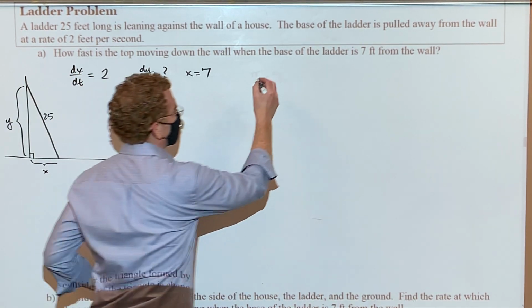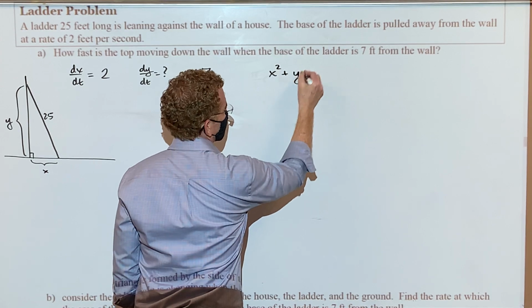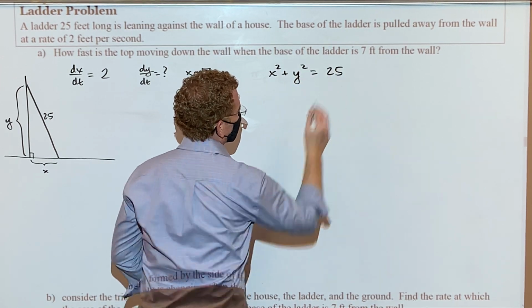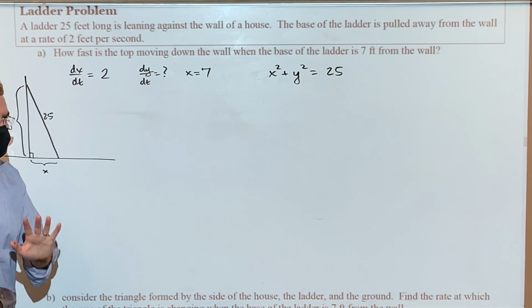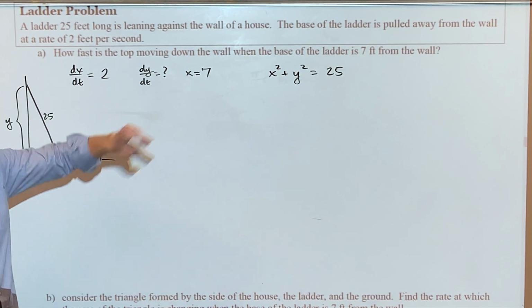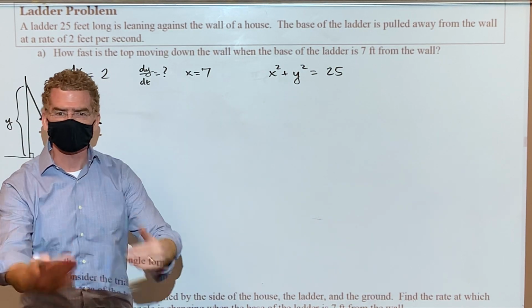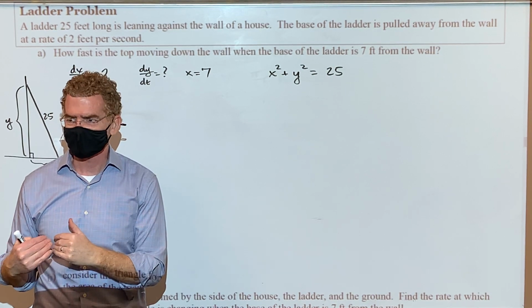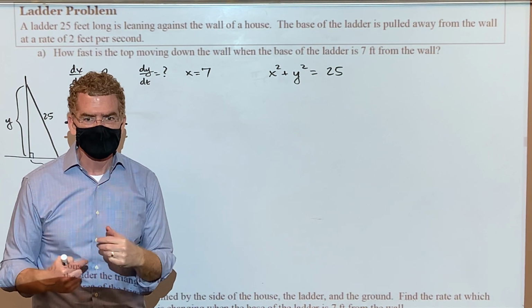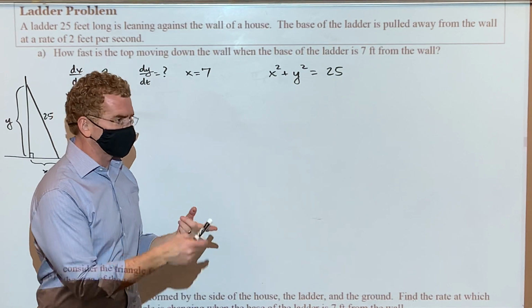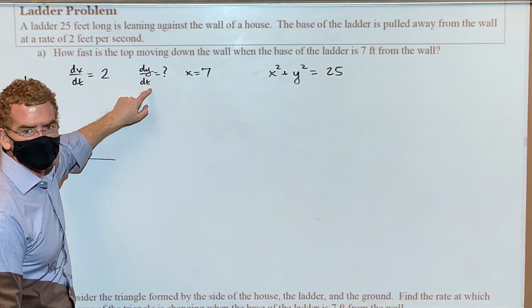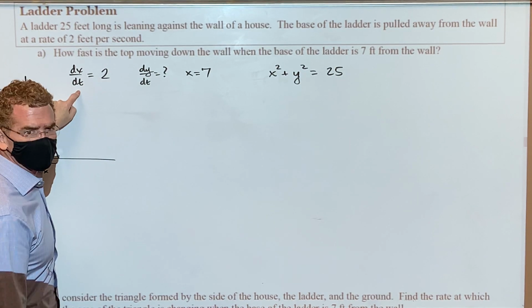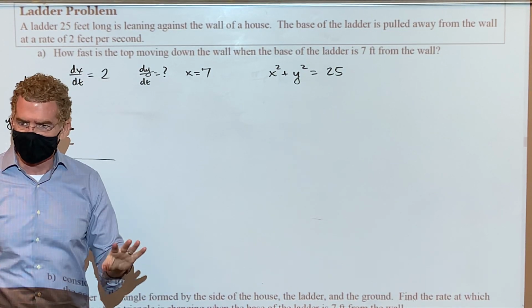Okay, so let's check out x squared plus y squared equals 25. Here's why I want you to think ahead of time. If I take a derivative of this, what's going to end up in my answer? dy/dt and dx/dt. I'm looking for the dy/dt. I know the dx/dt. I think I'm going to be okay.